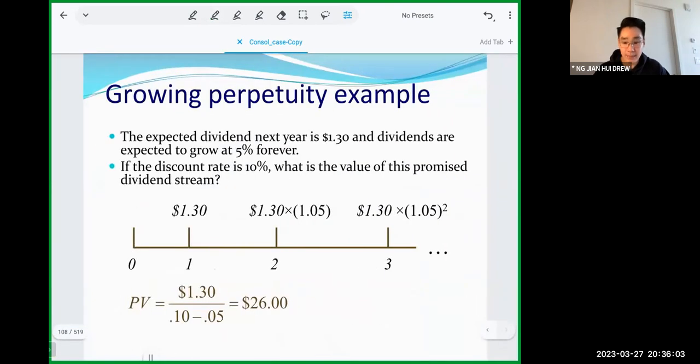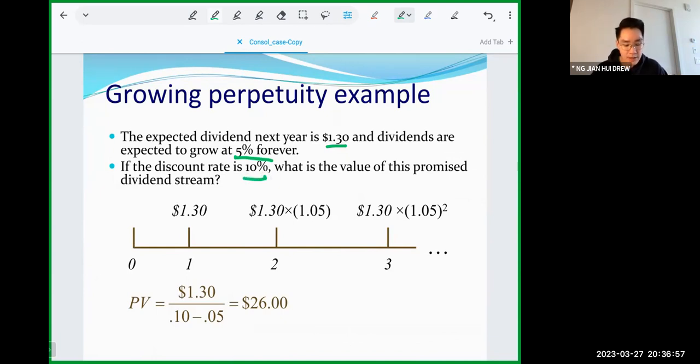Let's look at this example here. The expected dividend next year is 1.3, and dividends are expected to grow 5% forever. We know that dividends are paid every year forever, and since it's growing, we can think of the growing perpetuity formula. What's interesting is that this question did not say this is a growing perpetuity. Questions can be a bit vague, so we need to analyze it and understand that this could be a growing perpetuity question. And in fact, it is, so we need to use the growing perpetuity formula. Discount rate is 10%.